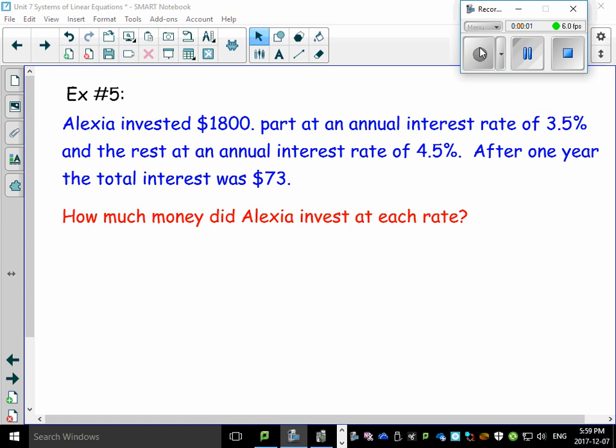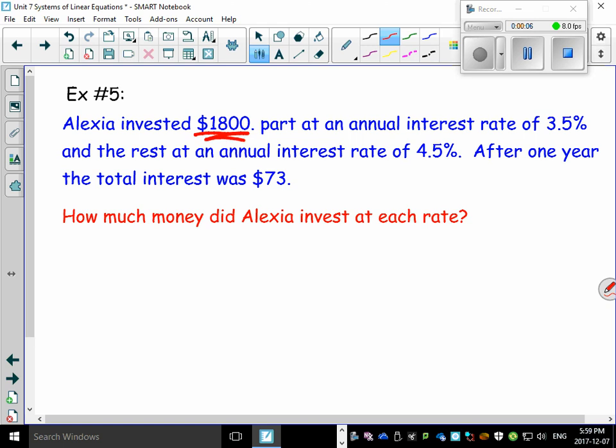Okay, let's keep on going here. Here's something that I think is really kind of important. You're going to talk about investments now. But if you look at this, an investment of $1,800 is going to be put in part in this one, and the rest of it in this other one. Well, wait a second. That tells you $1,800 is going to be invested in two parts.